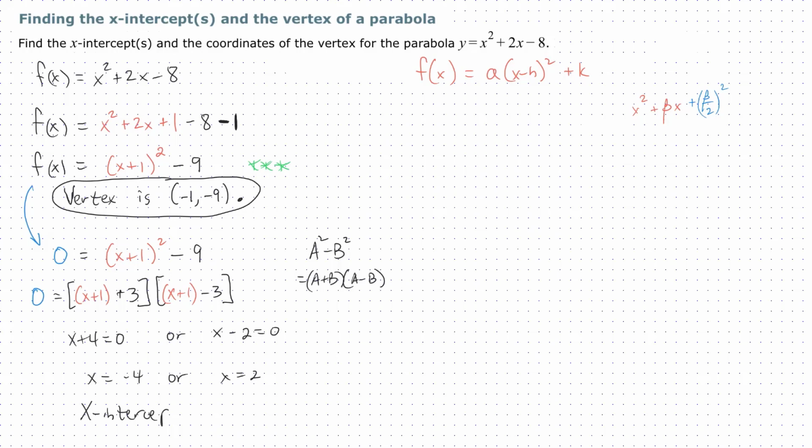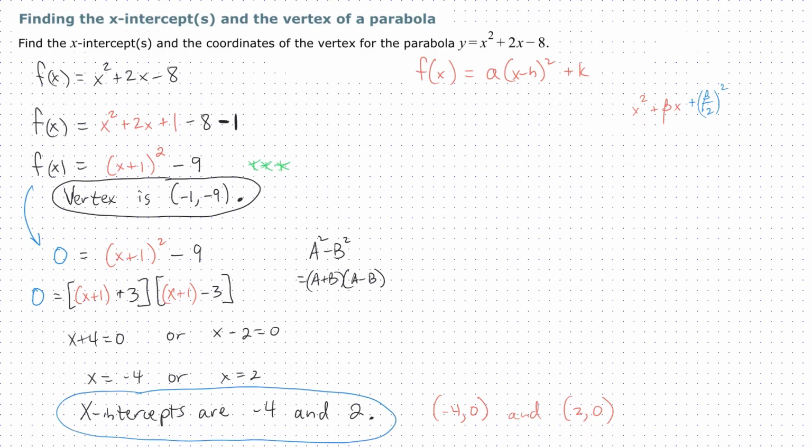The x-intercepts are -4 and 2. Translated as ordered pairs, another way of writing the answer is -4, comma 0, and 2, comma 0. So sometimes you will be asked to translate the x-intercept as an ordered pair. So make sure you read the directions very, very carefully. Either one of these is acceptable, but just make sure you're following directions.